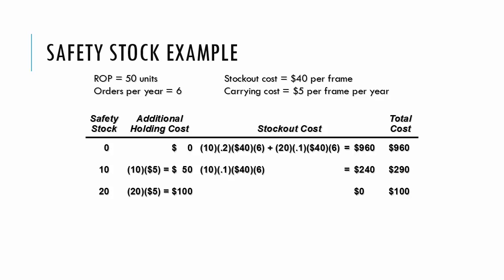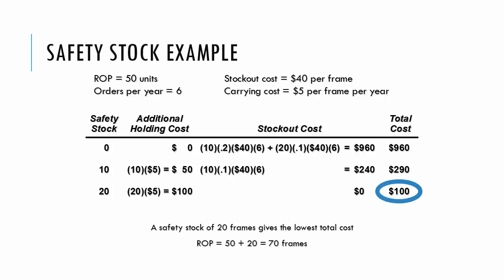And then the safety stock of 20, then we have everything. We can meet demand no matter what during lead time based on our historical probability distribution. So we just have additional holding cost of $100. And then we see that the cheapest way is to go ahead and keep a safety stock of 20 frames.